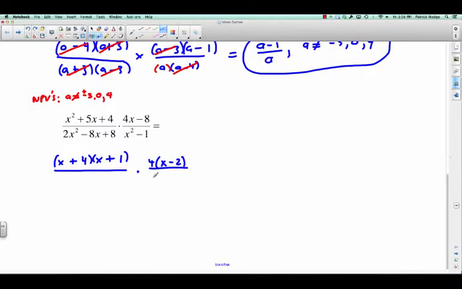This is a difference of squares. So what multiplies by itself to get you x squared? X and x. What multiplies by itself to get 1? 1 and 1. Make one positive, make one negative, you're done.